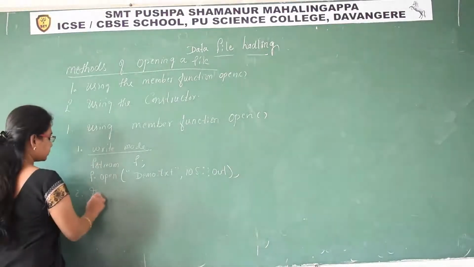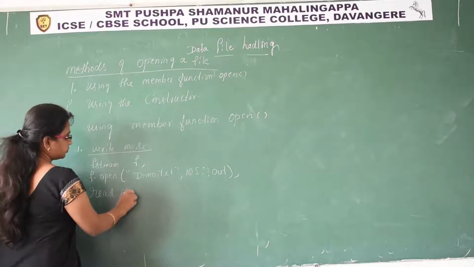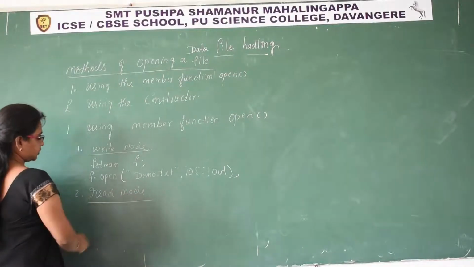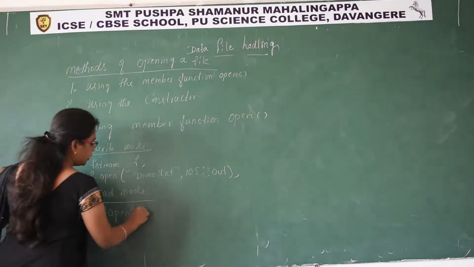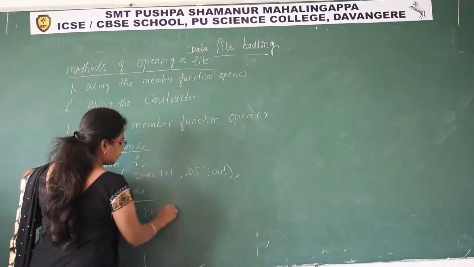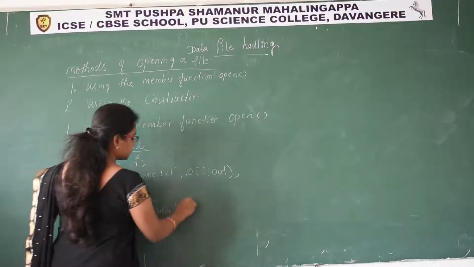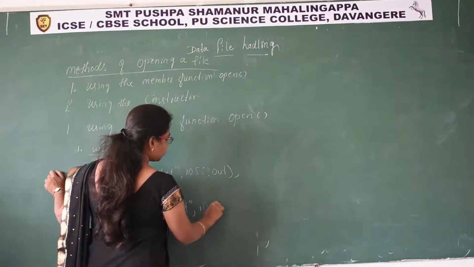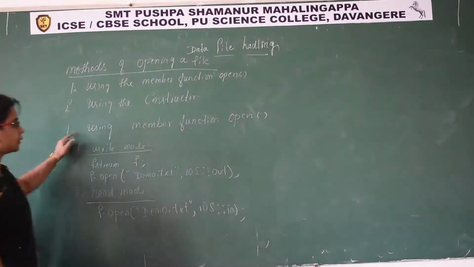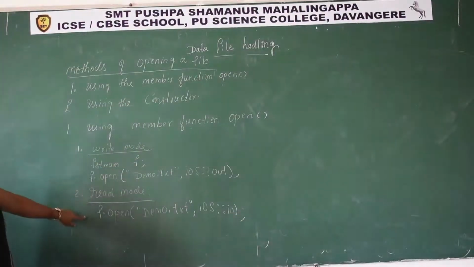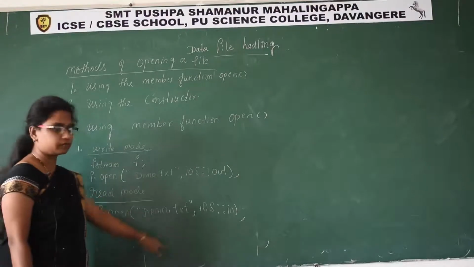Now read mode. f dot open demo.txt, ios scope resolution in. Same method, I'm using the open function but different mode.